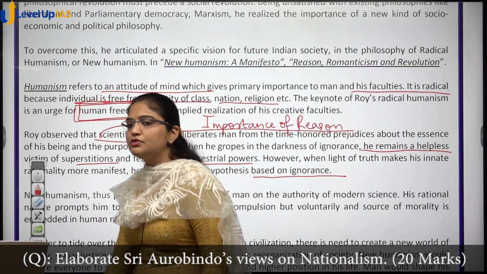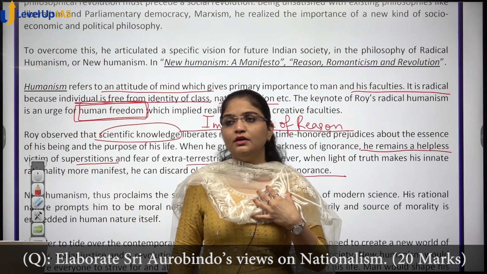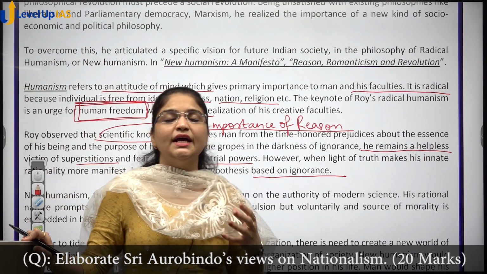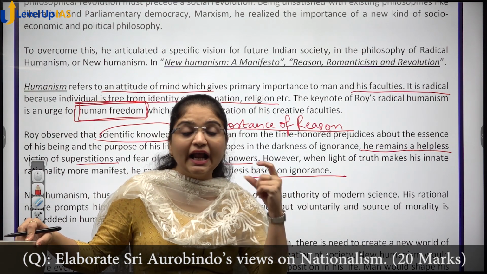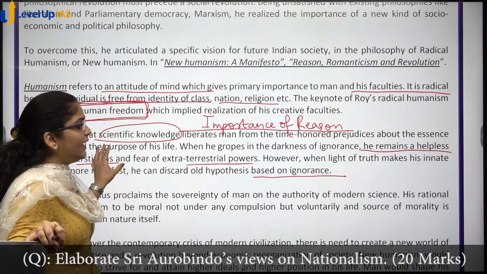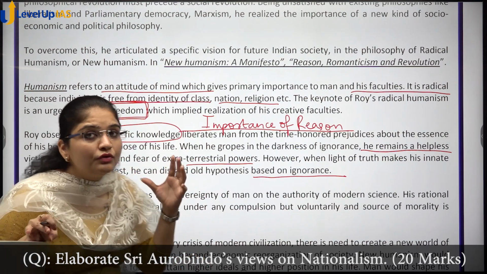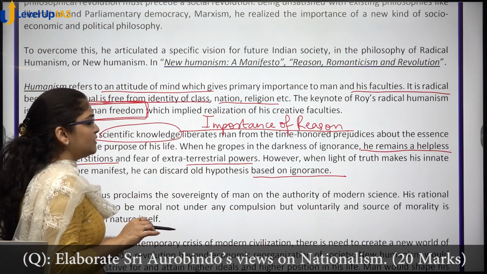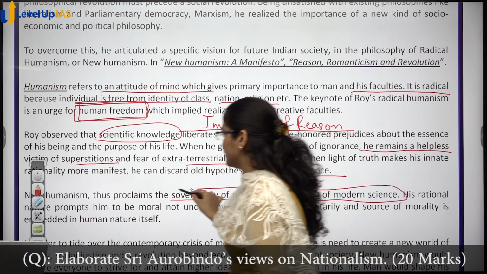What this paragraph means to say is that an individual should realize the truth. As a human being you should not fear anything, you should not be ignorant, you should have clarity and realization of the truth in your life. Because we will have scientific knowledge and reason, we will not be blindfolded by beliefs like, if I don't do this, this will not happen. Now, New Humanism proclaims what? The sovereignty of man on the authority of modern science.